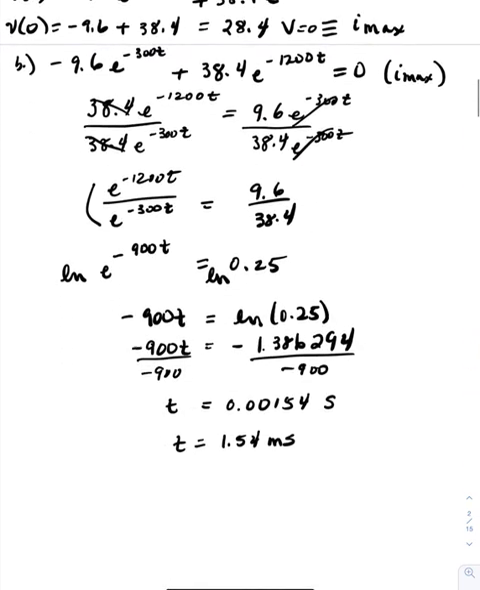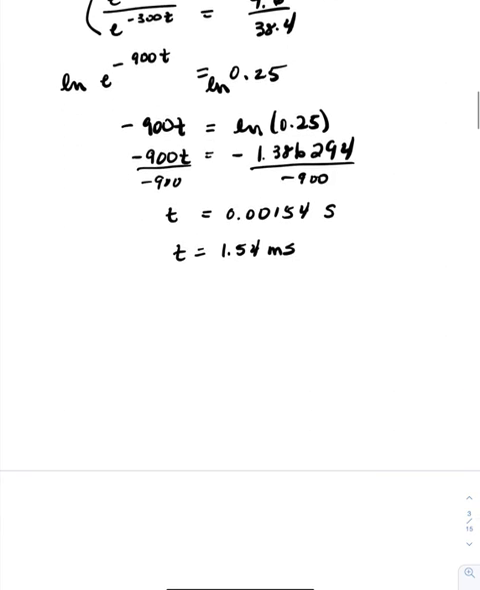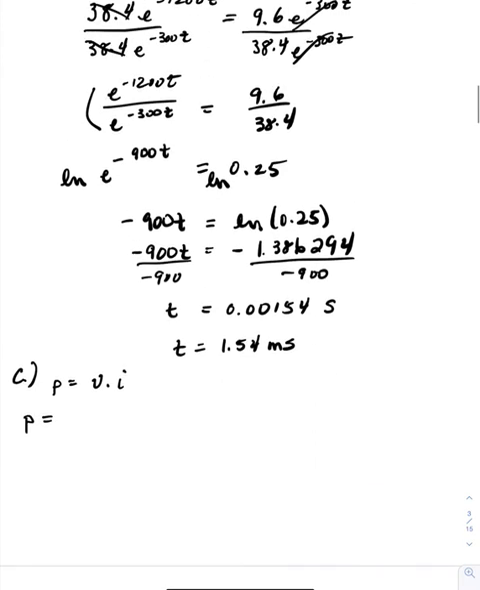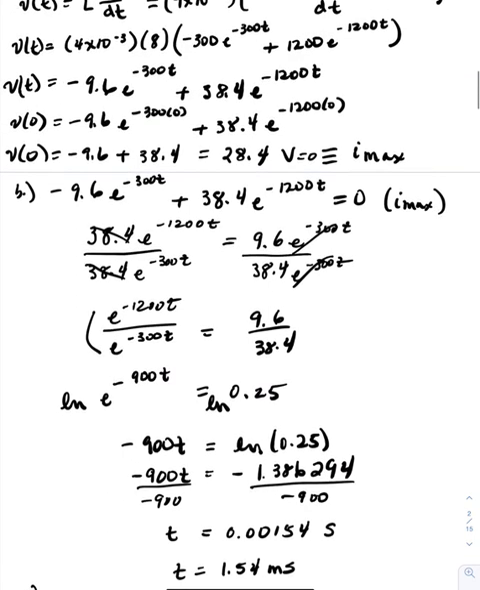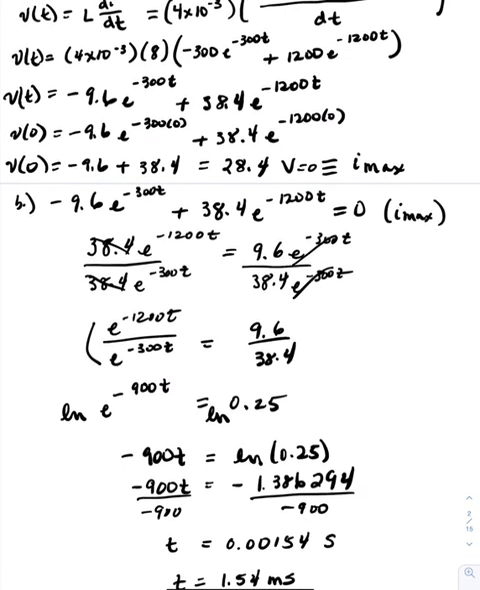All right. Part C. What are we doing? Find the expression for the power delivered to the inductor. We know that power equals voltage times current, and we have expressions for both voltage and current. Our voltage expression is right here.